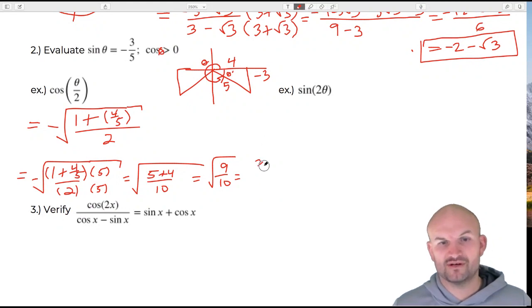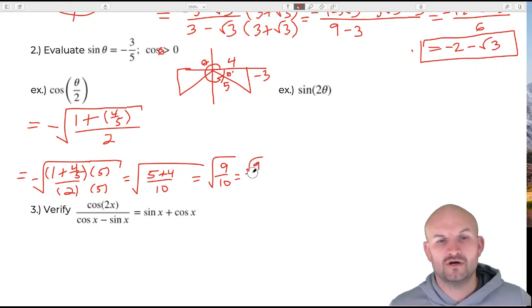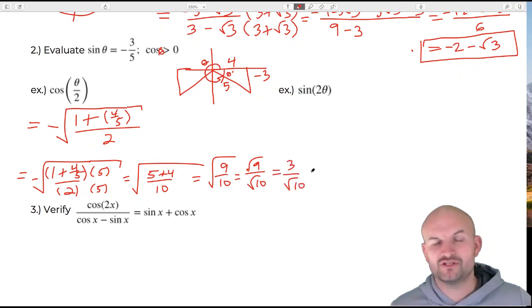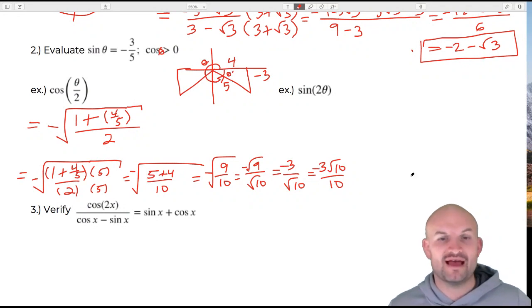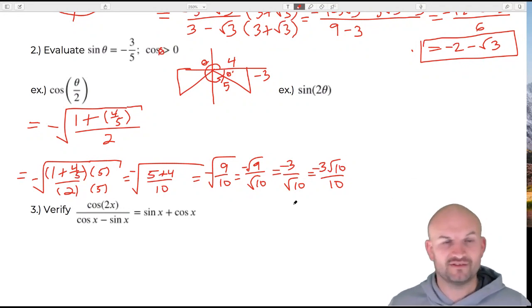the square root of 9 over the square root of 10, which is 3 over square root of 10, which you can rationalize the denominator to 3 square root of 10 over 10. And again, remember that answer is negative. So we want to make sure that we're keeping that negative all the way through. Don't forget about the negative.